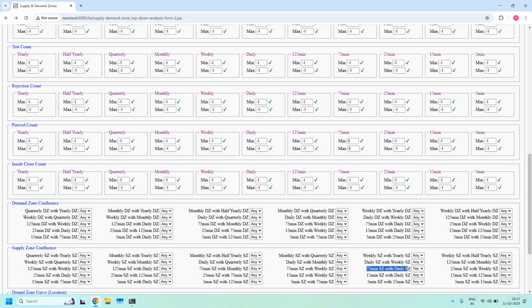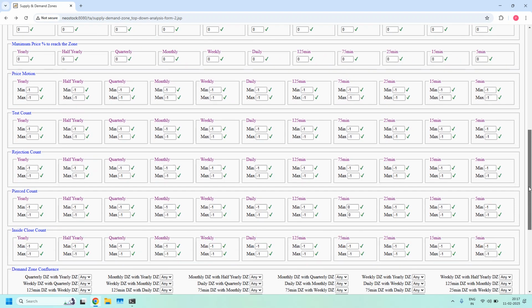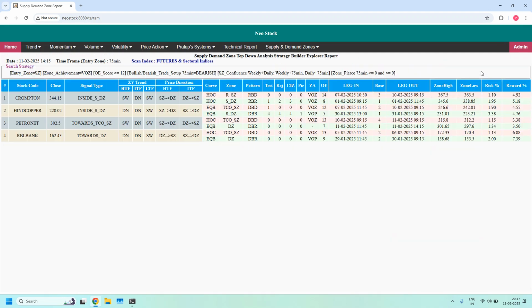First filter is already enabled. Second filter, 75 minute supply zone with weekly supply zone confluence. Daily supply zone with weekly supply zone confluence. With all the 3 filters enabled, LTF, ITF, HTF supply zone confluence, we got 4 stocks.